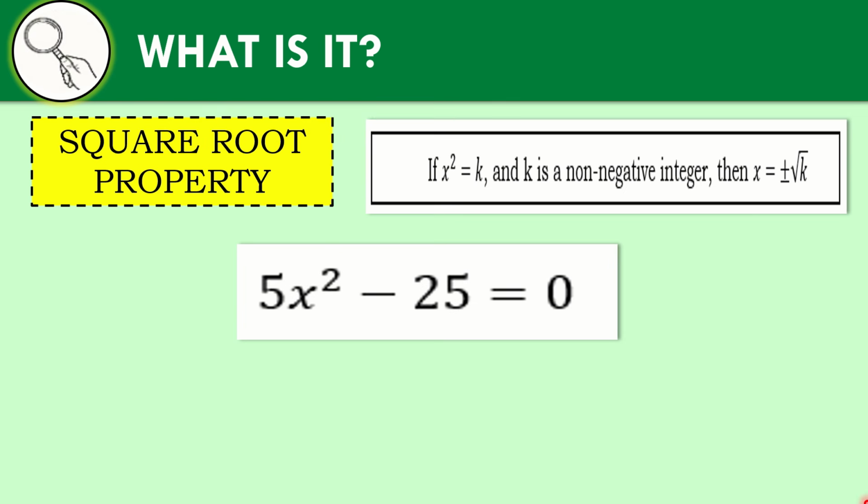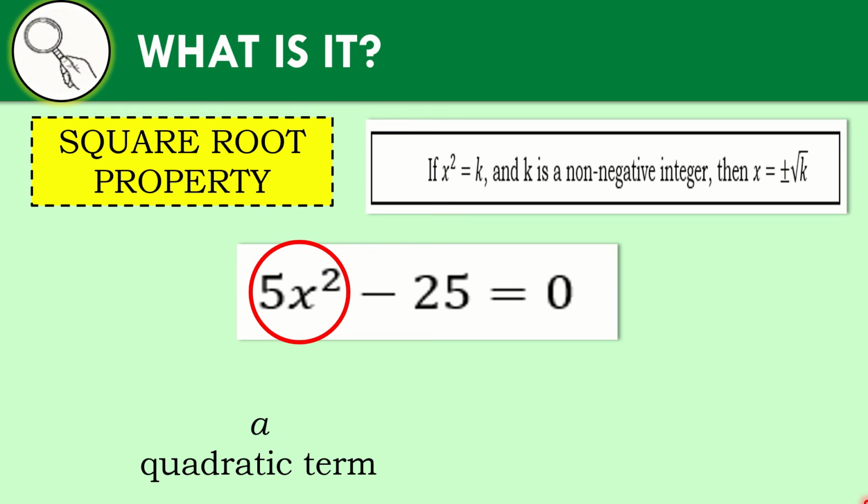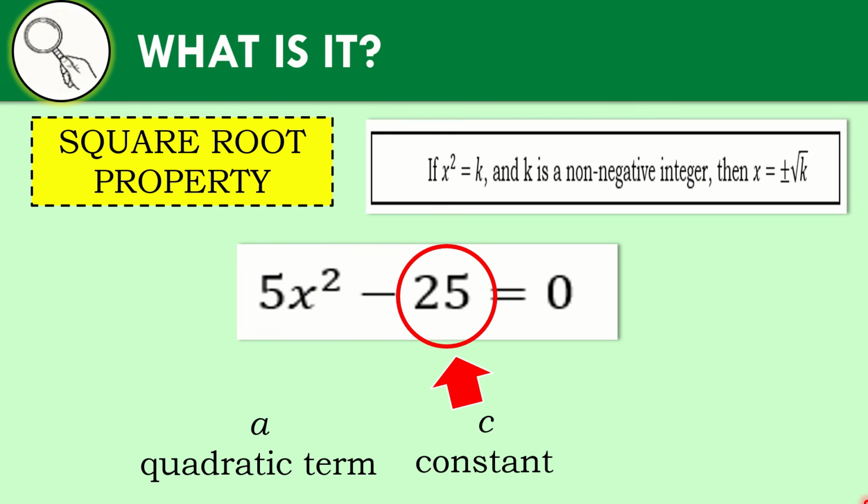So how do we solve something like this? 5x squared minus 25 is equal to 0. As mentioned, we will be using the square root property. Now, for the square root property, there are things that we need to consider. We can only apply it if the given quadratic equation has a quadratic term and a constant. So if you have the two terms, the quadratic term and the constant term, then there's no problem at all. You can simply use the square root property to solve for the roots of x, or to solve for the solution for this quadratic equation.